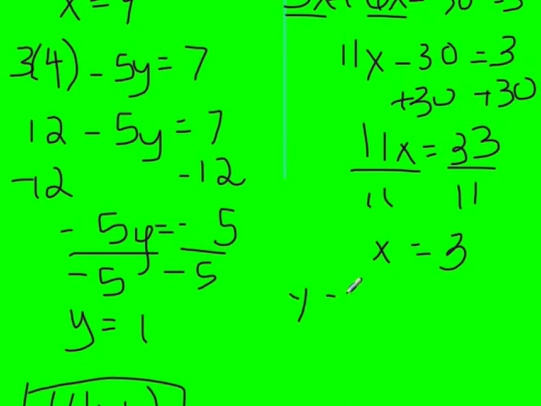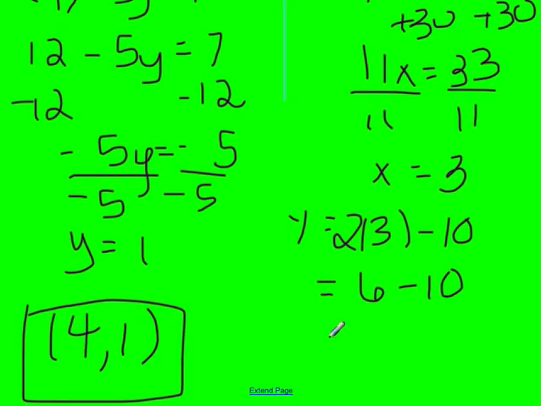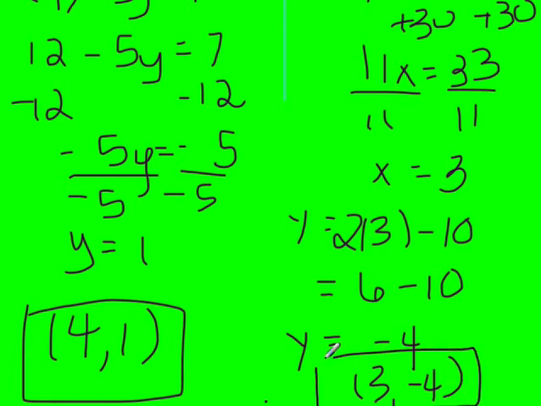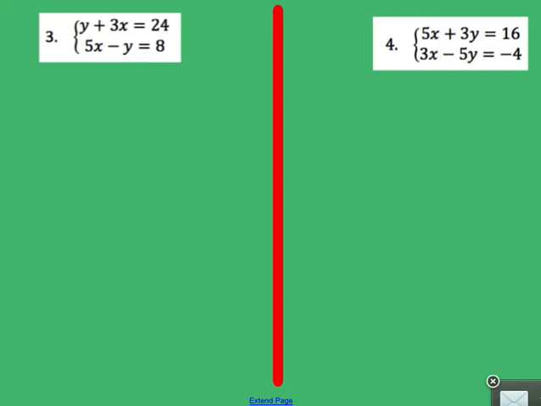So I'm going to take that x out and put 3 in instead. So I have 2 times 3 minus 10. Well, 2 times 3 is 6, and then I have minus 10. 6 minus 10 is negative 4. So I have x is equal to 3, and y is equal to negative 4. So I have (3, -4) as my solution for number 2. Remember, coordinate points always go x and then y.